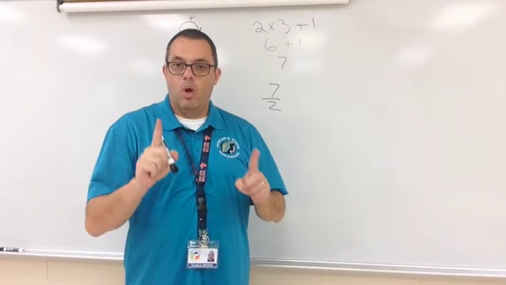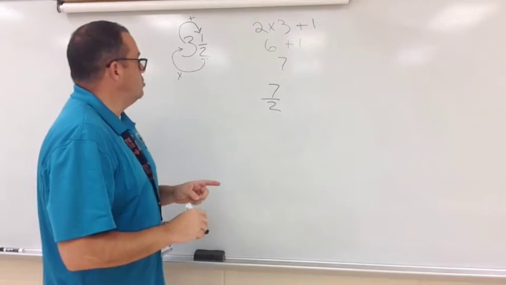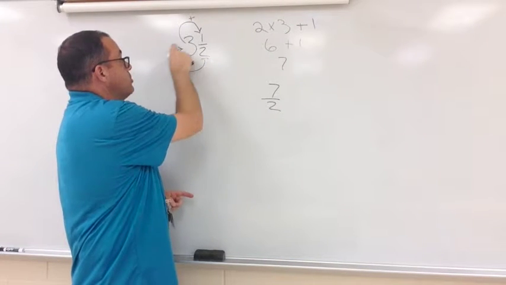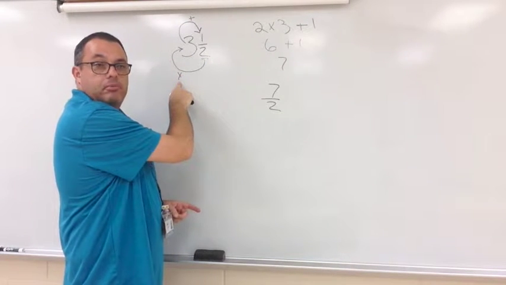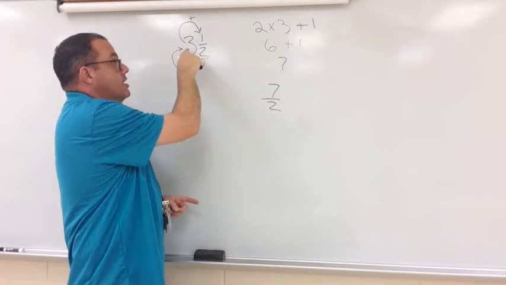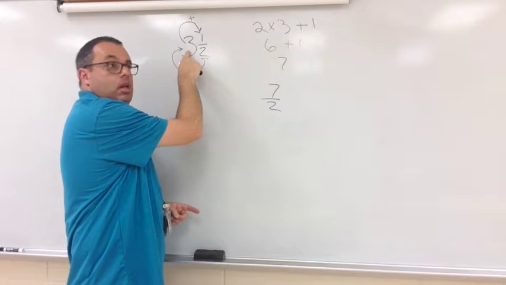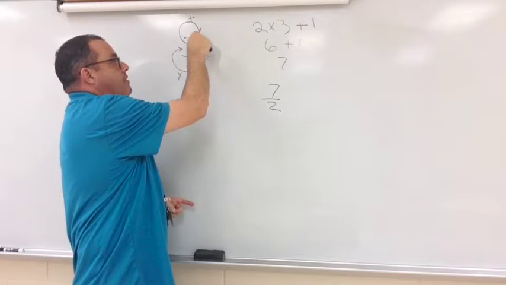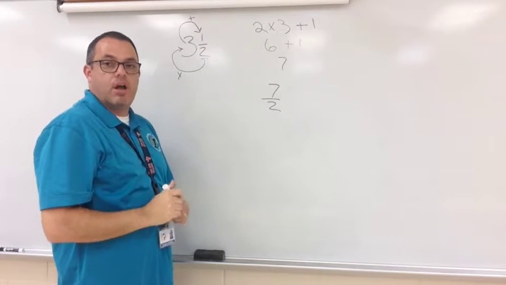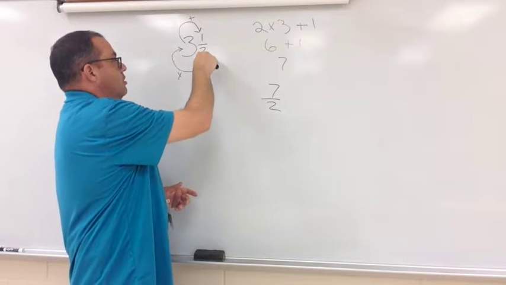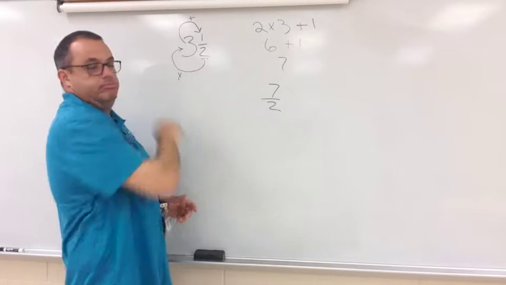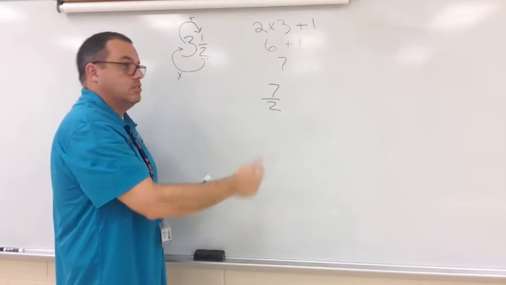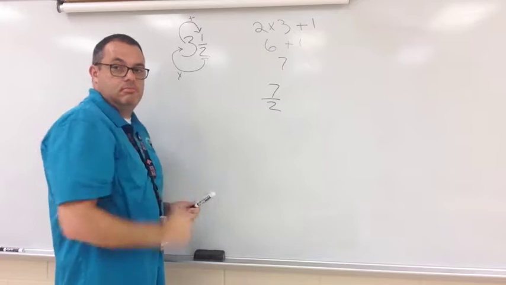So again, what we're going to do is take our denominator and multiply it by the whole number. Okay? Denominator times the whole number. And then to that product, we're going to add the numerator. So 2 times 3 plus 1. Okay? So it's multiplication, then addition. That is the process. Okay?